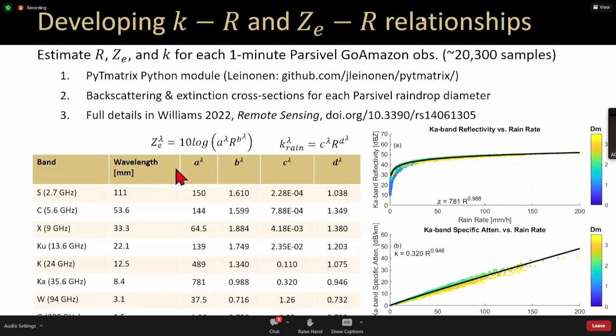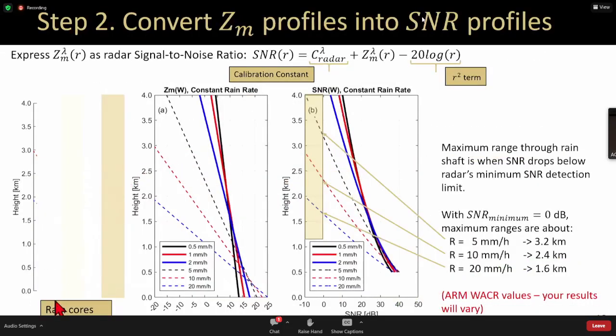And from those scattering calculations, you can calculate ZR relationships and KR relationships for different frequencies that are used in meteorological applications. And there are different plots of KR and ZR. So given this information, you can construct your constant rain rate shafts on the left, create your attenuated reflectivity profiles, and these different lines are for different rain rates, and then convert that with the equation at the top into signal to noise. And for this particular radar, the minimum signal to noise was 0 dB. So that's our cutoff. When the signal to noise drops to that value, this particular radar can't see any further. The signal's been completely extinguished.